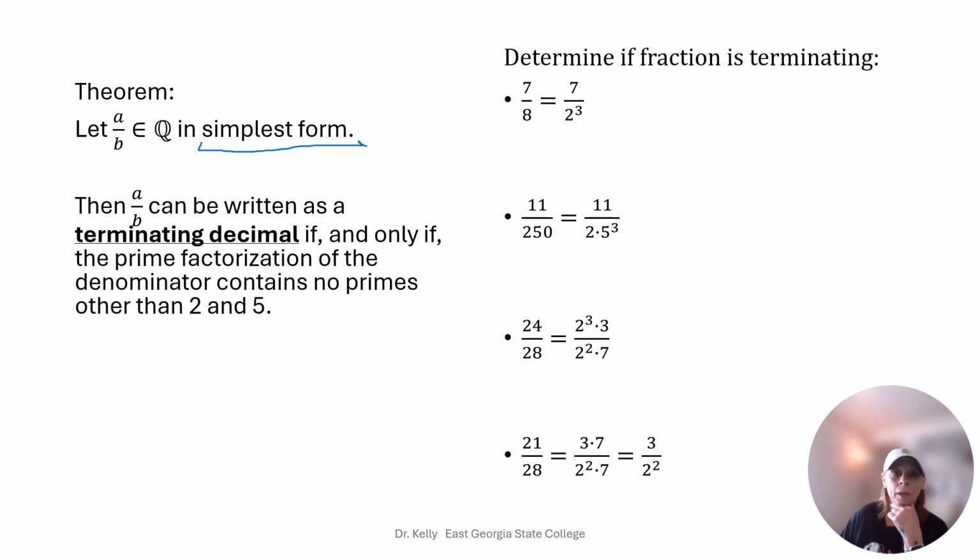So I ask you to determine here which one of these fractions are terminating. And you can tell by just looking at the prime factorization. So the first one, 7 over 8, 8 factors out as 2 to the third. That means that it is terminating, because we can just multiply it by 5 to the third over 5 to the third, and we're off to the races. This next one also has only 2's and 5's in it, so it is terminating.